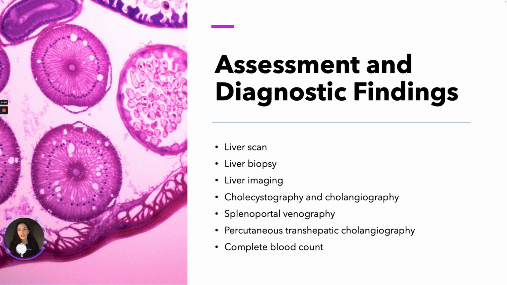So as the nurse, these are some assessments and diagnostic findings we can use. We can use a liver scan, which will show abnormal thickening and if there is a liver mass. We can do a liver biopsy. This is a definitive test for cirrhosis as it detects destruction and fibrosis of the hepatic tissue. We can use liver imaging such as a CT scan, ultrasound, or MRI, and this can confirm the diagnosis of cirrhosis by visualizing the masses, abnormal growths, metastases, and venous malformations.